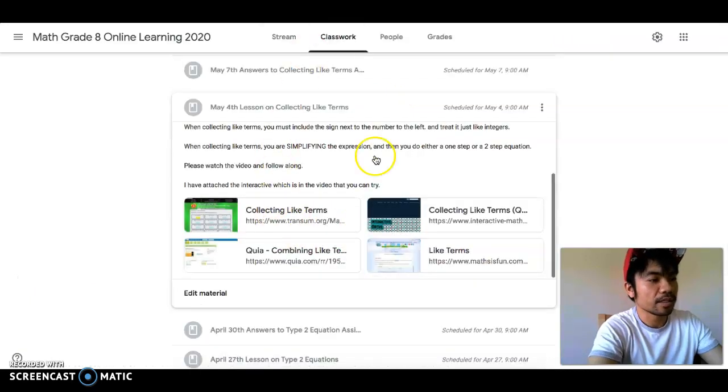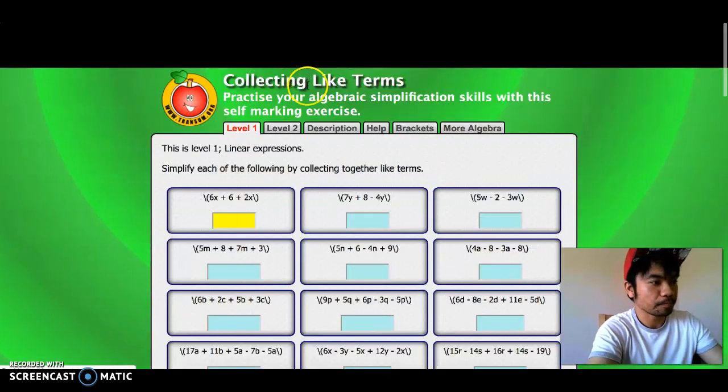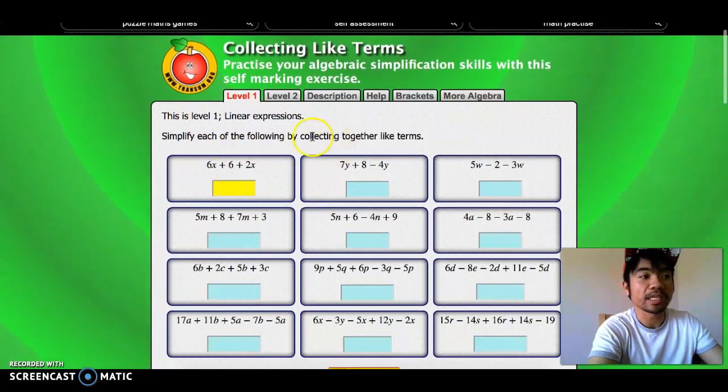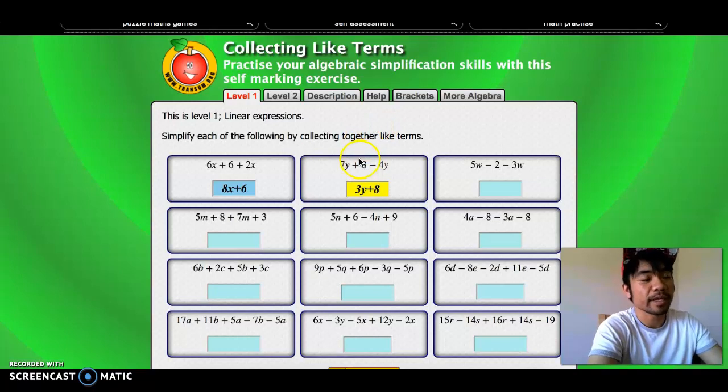Another one that you are probably familiar with is the Transum one. So let's see it. This is level 1. Simplify each of the following by collecting together like terms. 6x plus 2x is actually 8x, and then the positive 6 just goes on the answer. Now this one, 7y minus 4y is actually 3y, and then the positive 8 is just with the answer as well, because that's by itself.